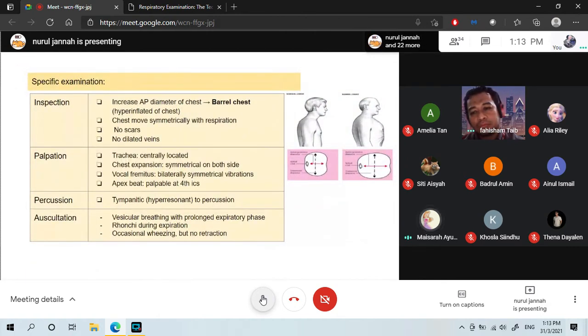Okay, for the specific examination, there is increase of antero-posterior diameter of the chest, which indicates hyperinflated chest. The chest moves symmetrically with respiration, and there are no scars and no dilated veins.